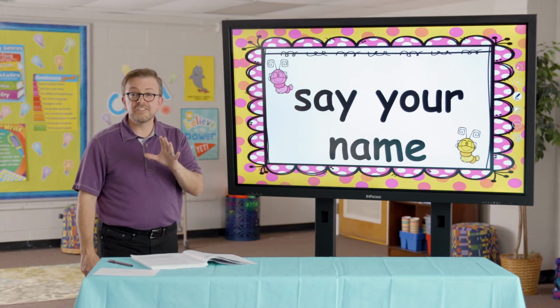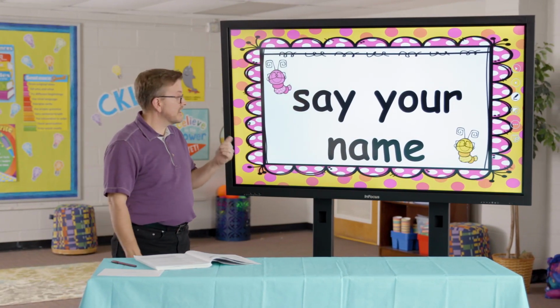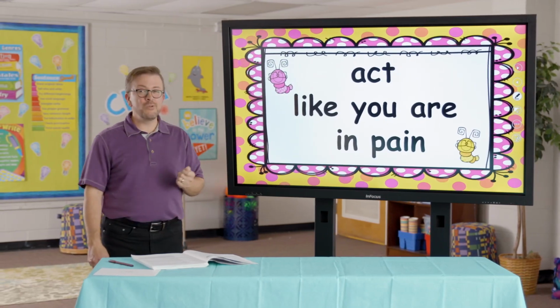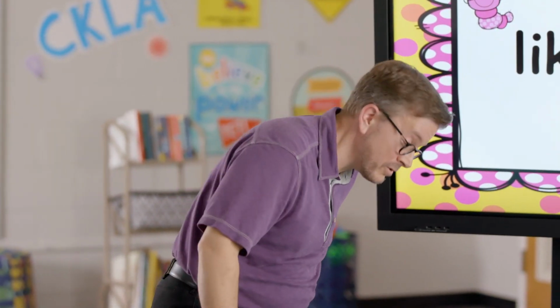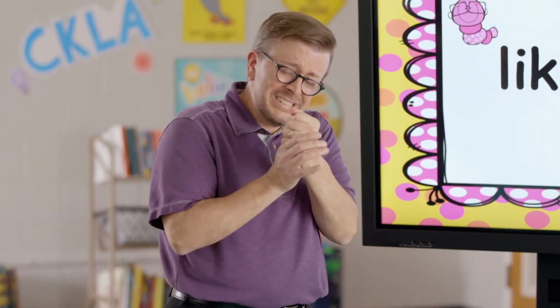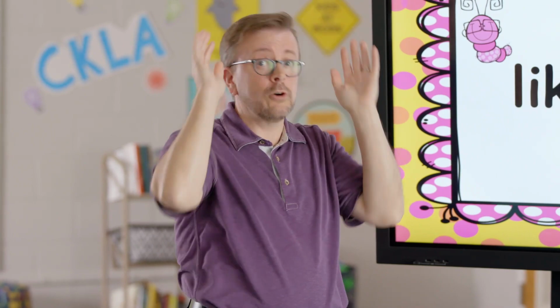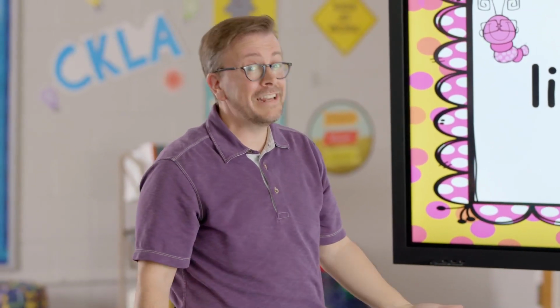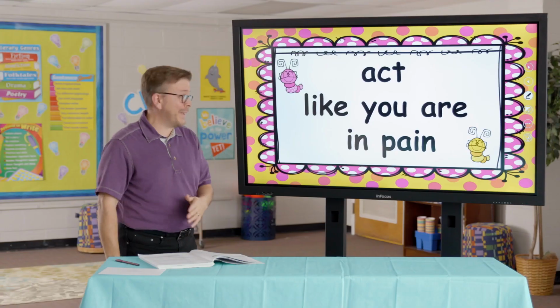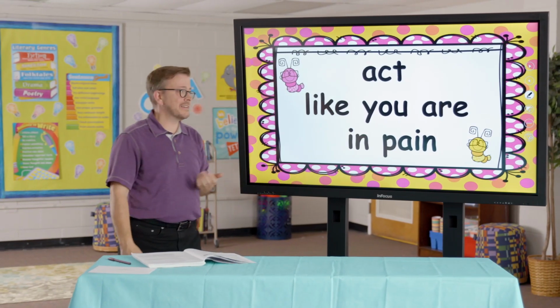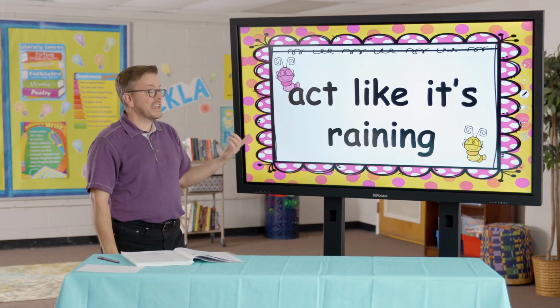So after you finish saying your name, let's take a look at the next one that comes up. Oh, act like you are in pain. Can you do that? Can you maybe put your hand on your back and cripple over? Or maybe you hurt your thumb and you're acting like that's in pain. Maybe you've got a good headache going on. Hopefully not. Maybe your knee got hurt. You got a boo-boo or an ouch on your knee. You don't have to probably act like you're in pain sometimes, do you? You are in pain. A-I, pain.